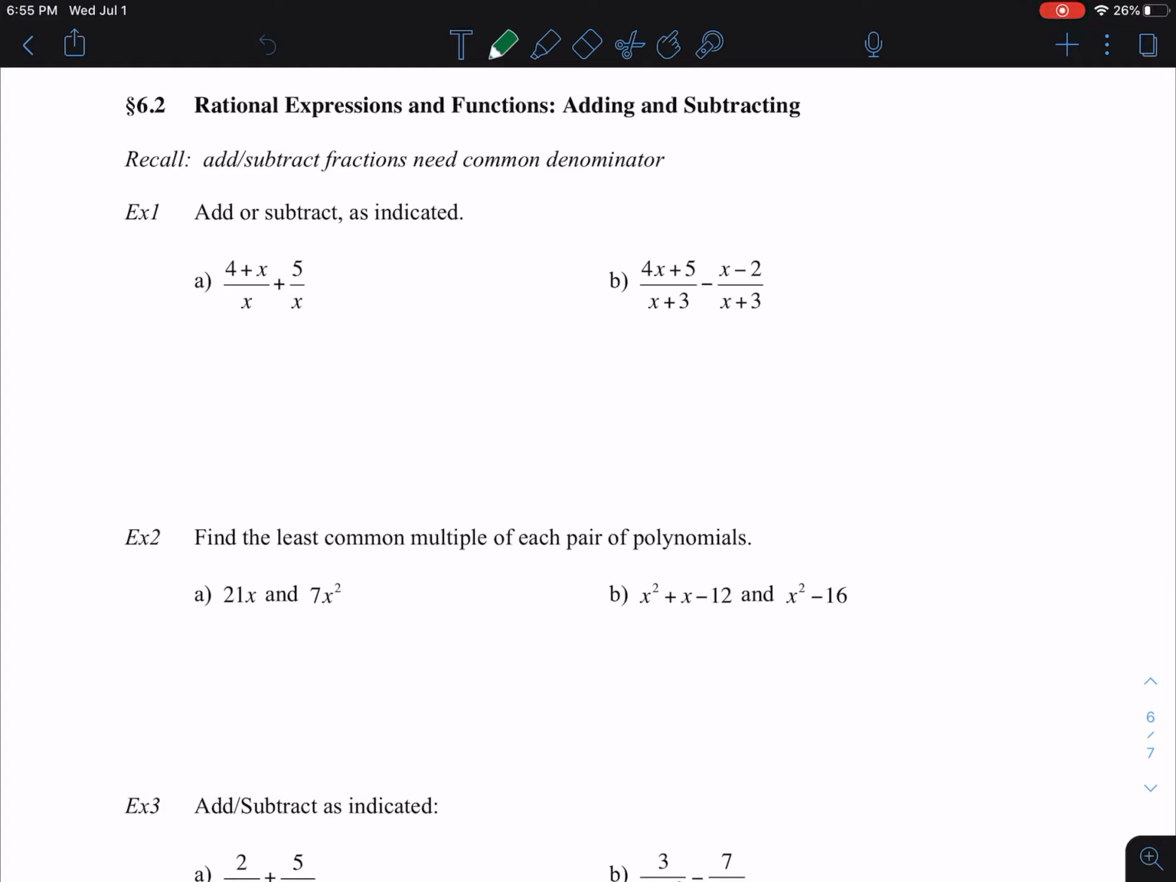Right, so if we take 3/4 plus 7/4, these fractions have the same denominator, so that becomes 10/4, right? But if we have 1/2 plus 3/7, we can't really add them because they don't have a common denominator, so we have to make sure that they have the common denominator. Then 7/14 plus 6/14, which is 13/14. So it's going to be the same concept with rational expressions. We're going to make sure the denominators are the same before we add or subtract the numerators.